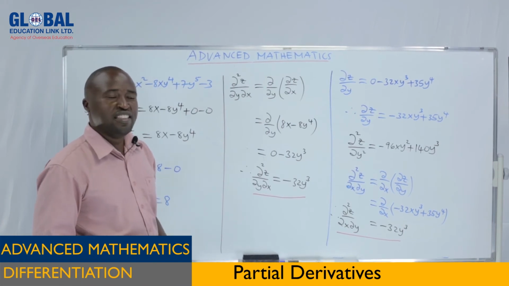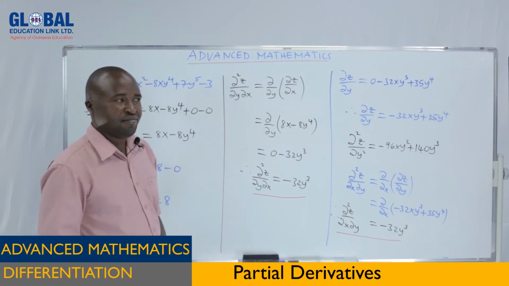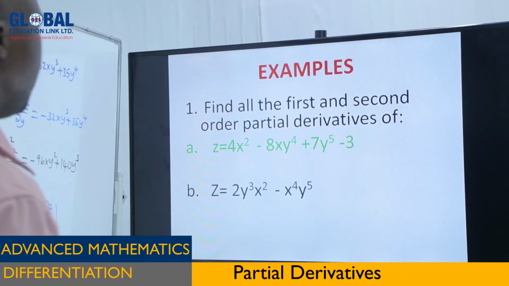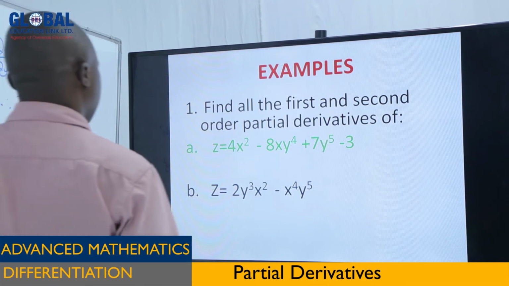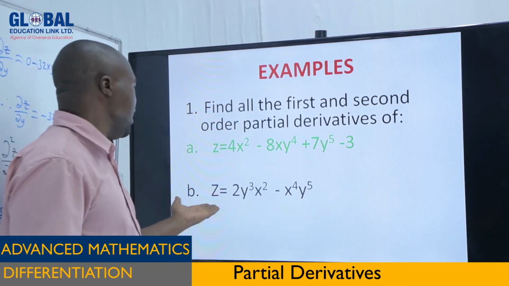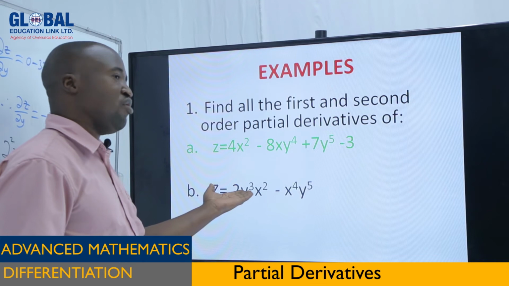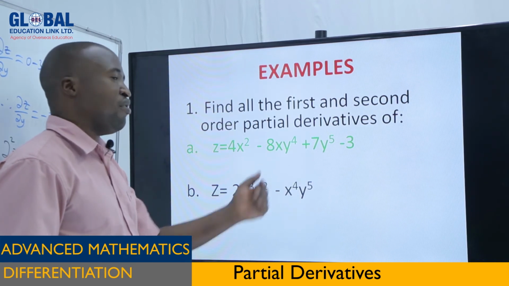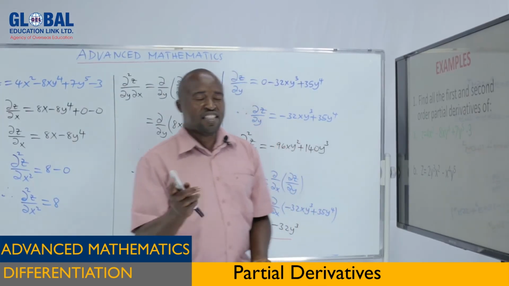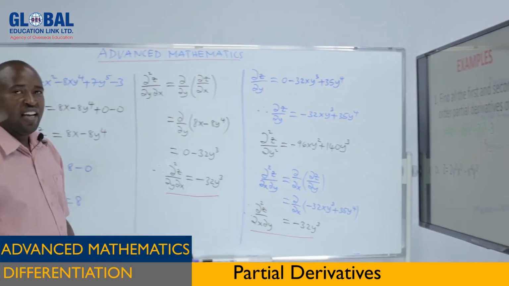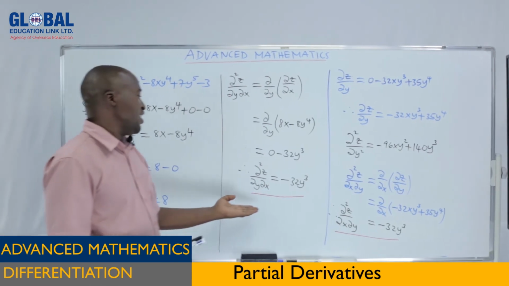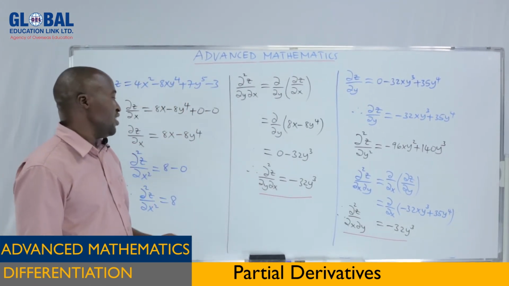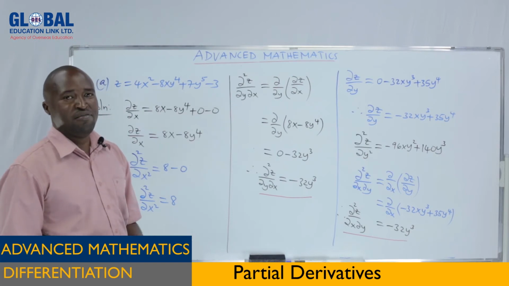Now let us proceed with b. And this time we have this question, that is b. We have z is equal to 2y cubic x squared minus x power 4 y power 5. Let us see how to do this question and see if the answers for second order partial derivative with x and y will be the same.